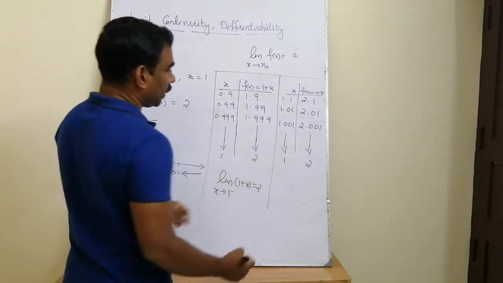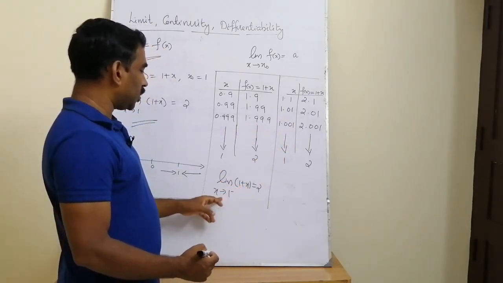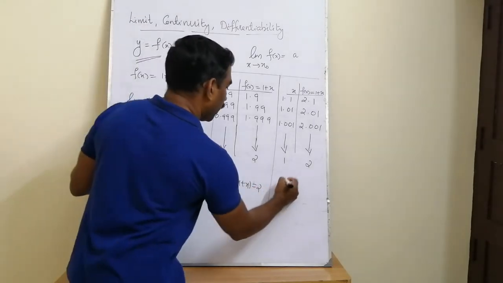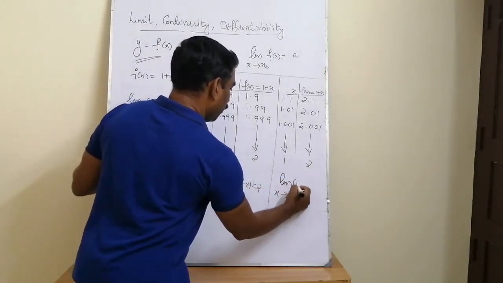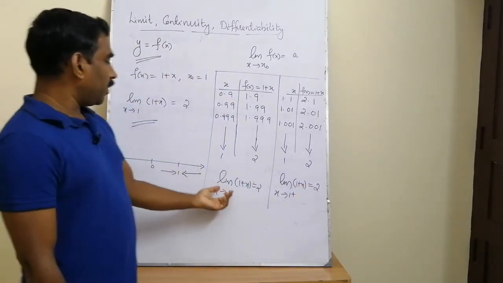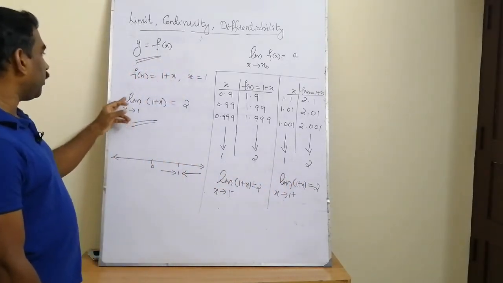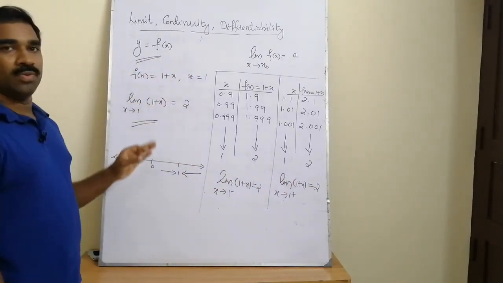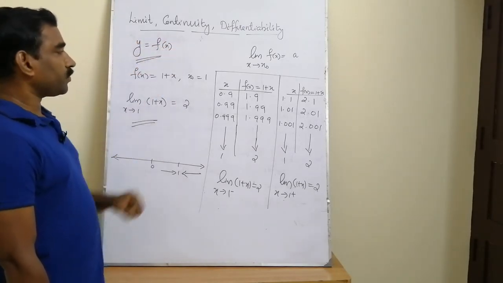And this concept is explained as the right hand limit of the function 1 plus x at x equal to 1 is 2. In notation we write this as the limit as x tends to 1 plus of 1 plus x is equal to 2. So whenever the left hand limit and right hand limit are equal, we say that the function has a limit and the limit value is equal to the common value 2. So this is the case for real functions of a real variable.